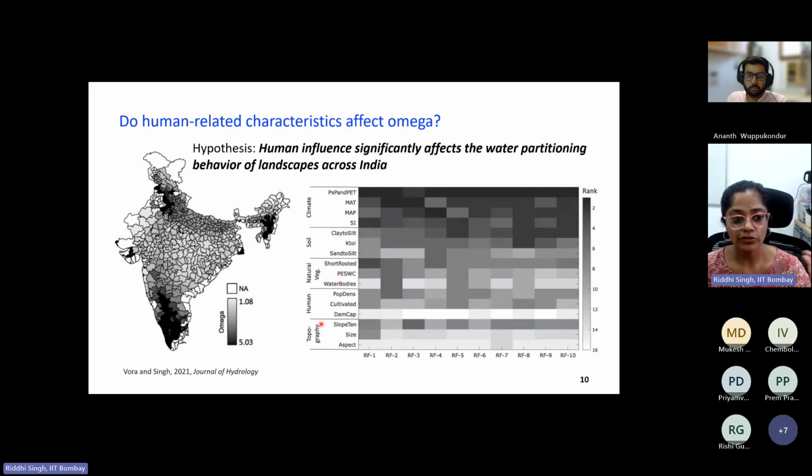And humans don't show that much of an imprint when you compare them as drivers against the other natural characteristics. But they did emerge as significant predictors in the random forest algorithm, which means they have not yet reached the scale of large land masses. It's still climate and soil which decides the water partitioning behavior. But when you're looking at smaller patches, population density, percentage of cultivated area, and dam capacity become important.